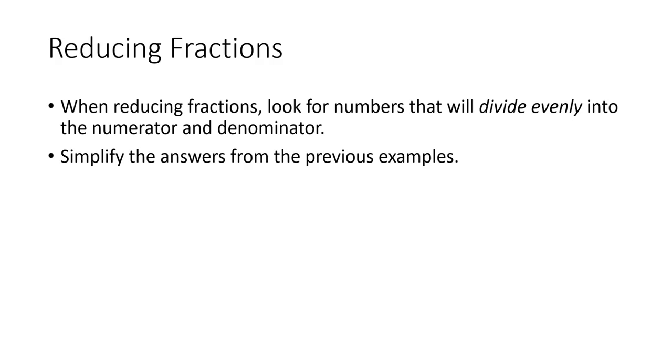Now in order to reduce fractions, we want to look for numbers that will divide evenly into the numerator and the denominator. So our previous answer was 265 over 100. 265 and 100 are both divisible by 5, so we can divide the top and bottom by 5. 5 goes into 265 53 times. 5 goes into 100 20 times. There are no other common factors between these two numbers, and so this is in its reduced form.